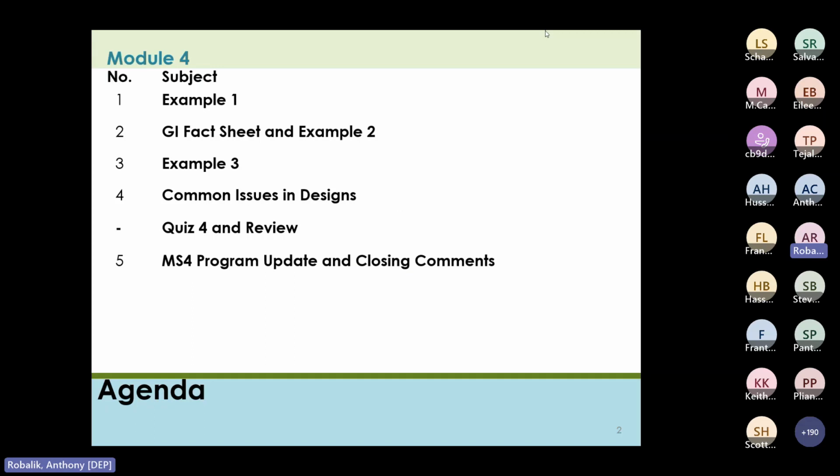So here's the agenda for Module 4. As you can see, most of today will be dedicated to providing example reviews, which will tie together all the material that we had covered in the previous three modules. There are a total of 3 review examples, followed by some of the most common issues we've seen from our audits, and that's followed by quiz 4 and its review. After we review for the quiz, we'll end the day with an update to our MS4 program, along with some closing comments.